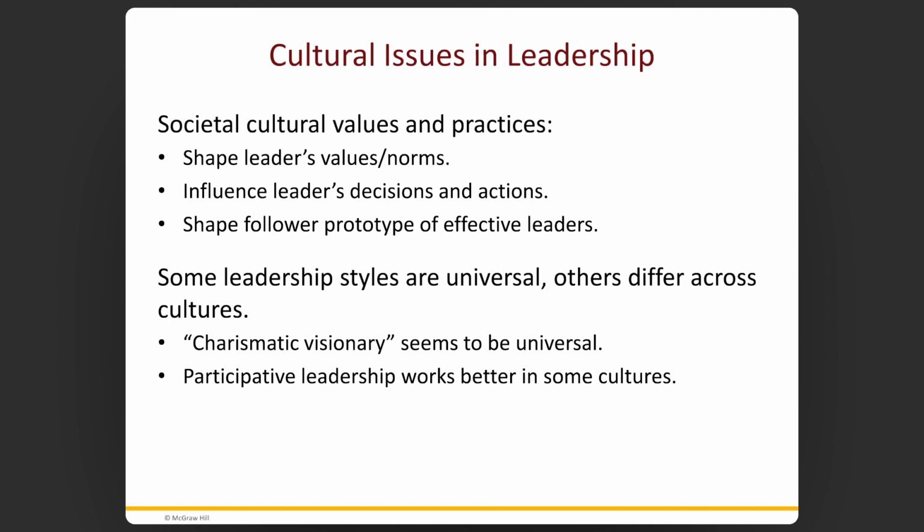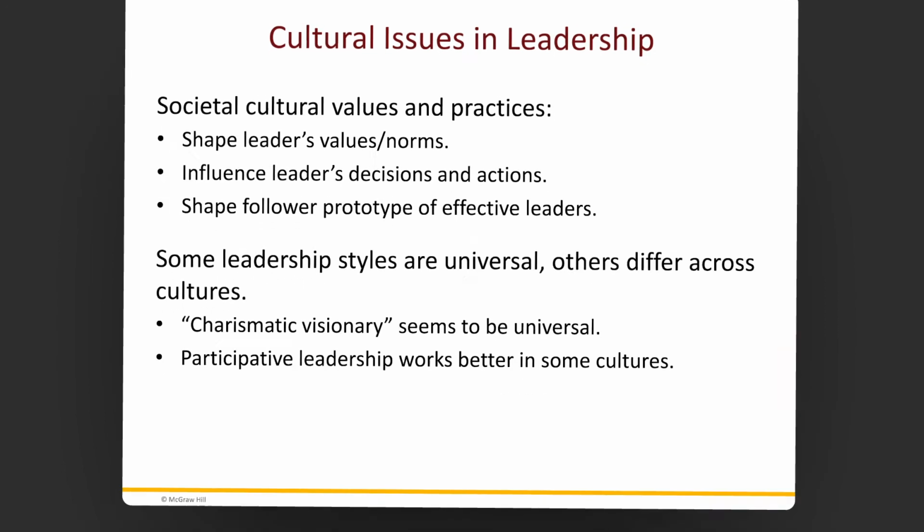An executive who acts inconsistently with cultural expectations is more likely to be perceived as ineffective. Cultural norms, values, and perspectives also shape the follower prototype of effective leaders. Some leadership styles are universal, others vary across cultures. For instance, charismatic visionary leadership is one of those things that's universally recognized. Participative style leadership is perceived as characteristic of effective leaders in low power distance cultures, but less so in high power distance cultures. Then there are gender issues that also show up in leadership.